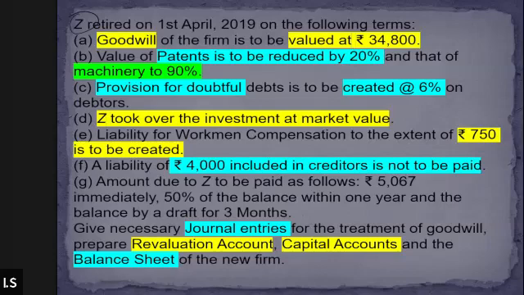A liability of 4,000 is included in the creditors, but is not to be paid. Amount due to Z to be paid as follows: 5067 immediately, 50% of the balance within 1 year, and the balance by draft for 3 months.